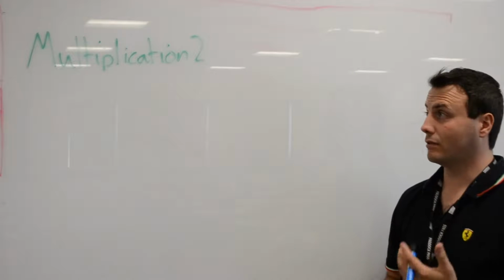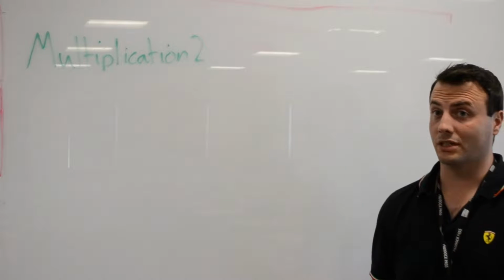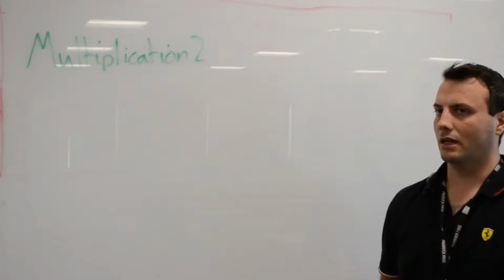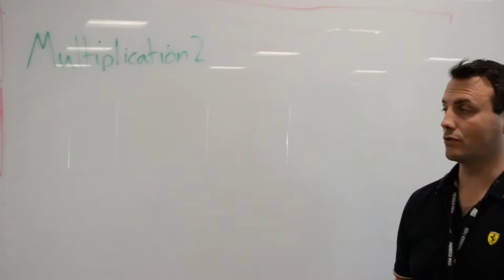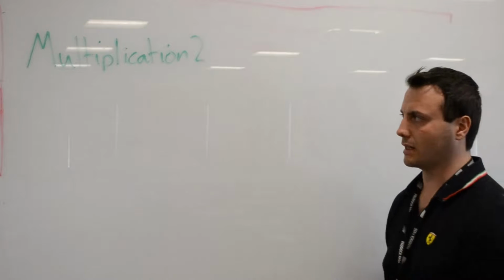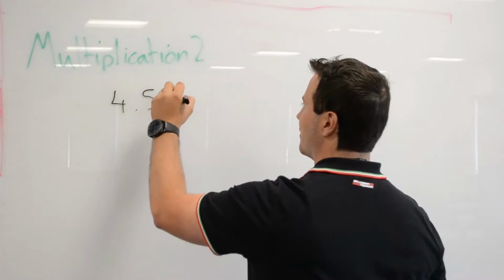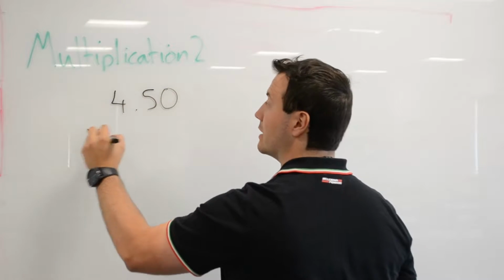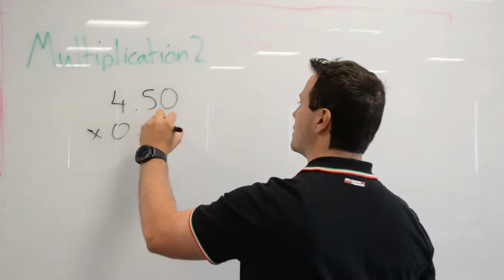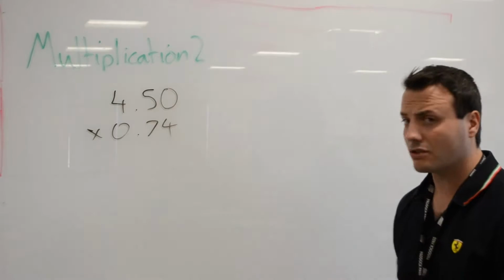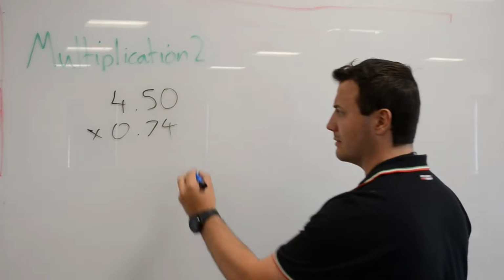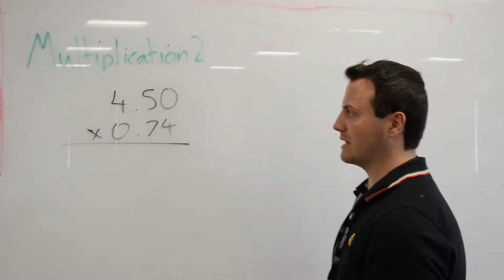So in the last lesson, we learned how to multiply with whole digit numbers using log multiplication. And now we're going to look at how we deal with decimals in our multiplications. So let's take an example: 4.5 times by 0.74. So if we try to use log multiplication here, how does it start?